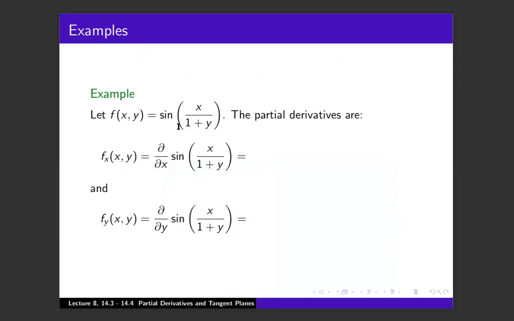We can keep on going. Let's do a few more examples of this. Let's look at f(x,y) equals sine of x over 1 plus y. Going through this object, what do we get? Well, you differentiate with respect to x. You need to use the chain rule here because you've got a function of x inside, and that derivative is going to be 1 over 1 plus y times the derivative of the outside, cosine of the inside, again, x over 1 plus y.